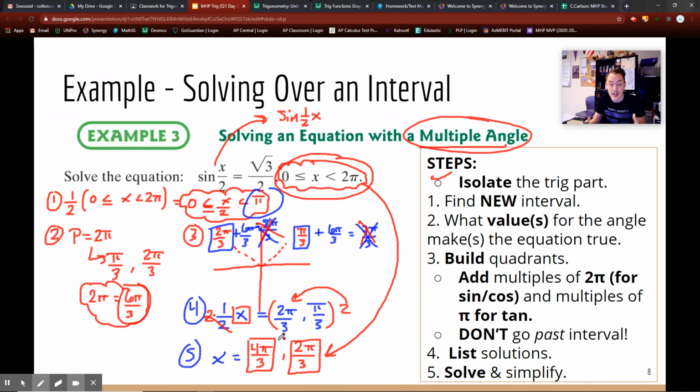I hope that helps. And that's how you do multiple angles and how you solve trigonometric equations over an interval. Again, this is not a general solution. I don't need a plus 2 pi n here because it wants in a specific interval. If this interval did not exist and it said solve, then yes, I would be plussing 2 pi n right here on my solutions. I would be plussing 2 pi n on my solutions here.